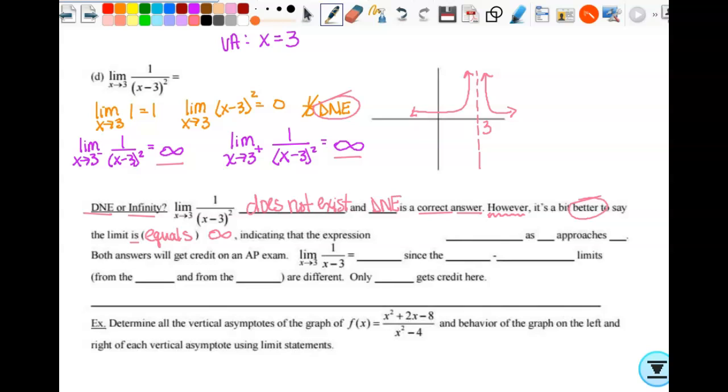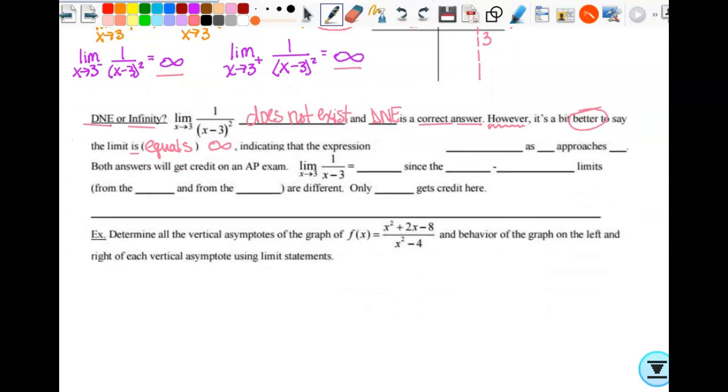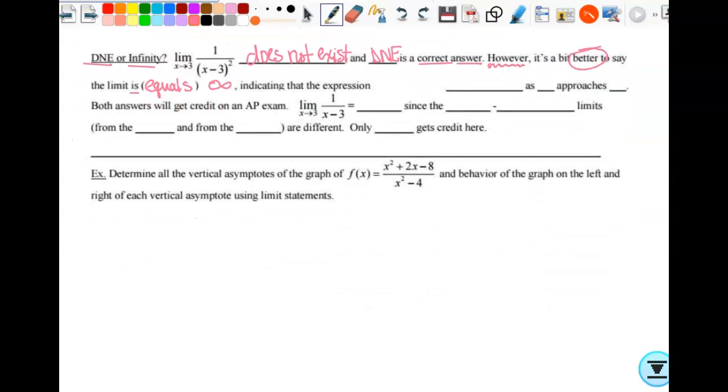I don't know why some of these have blanks and some of these don't. Oh, some of my words disappeared too. That's weird. Indicating that the expression gets larger without bound. Sorry, it wasn't meant for you to write all that in. Some of them, I guess I deleted them by accident or something. Indicating that the expression gets larger without bound, so it's increasing without bound as x approaches 3.